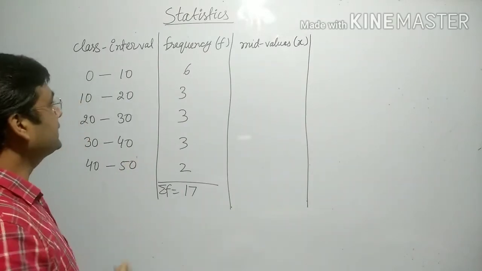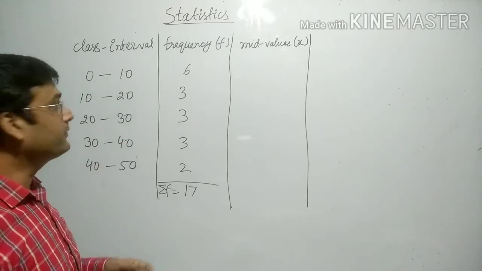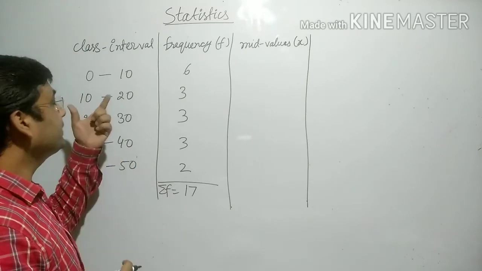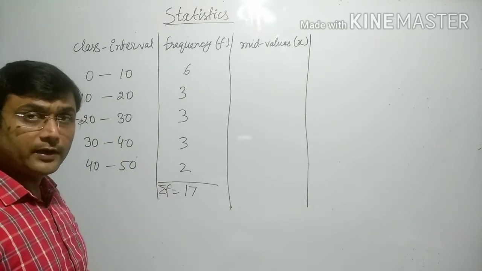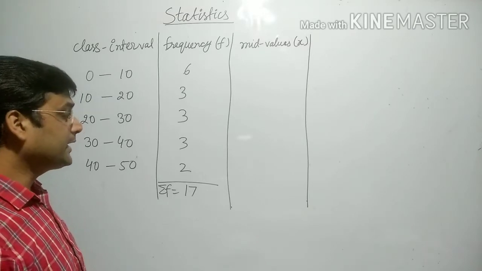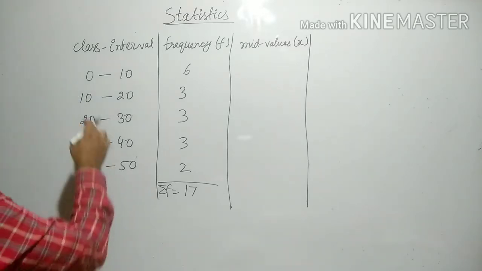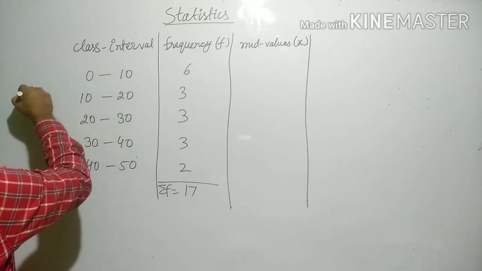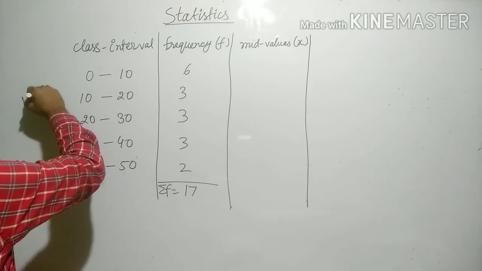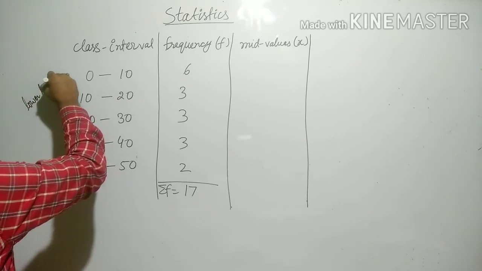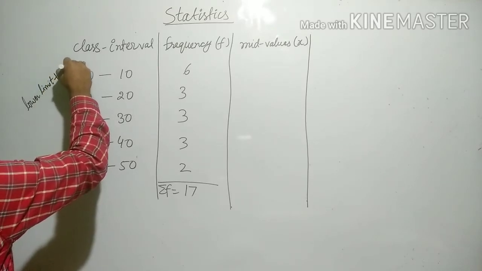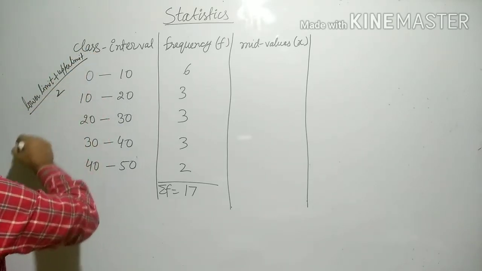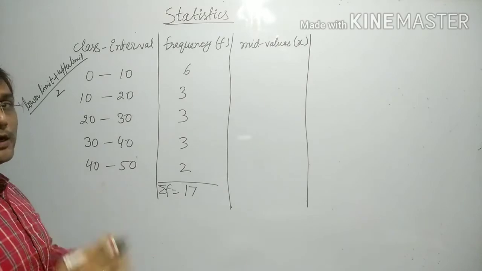It is normal for understanding. From 0 to 10 it will be 5, 10 to 20 it will be 15. But there should be a proper method for when we get bigger data and it is very difficult to find, so why waste the time? At that time we will use this process: add the lower limit and upper limit, lower limit plus upper limit divided by 2. This is also called the class mark.